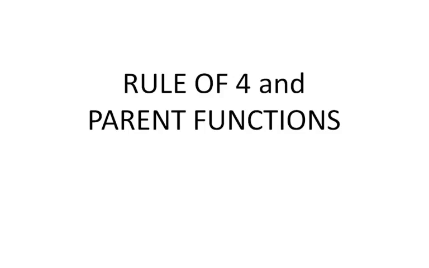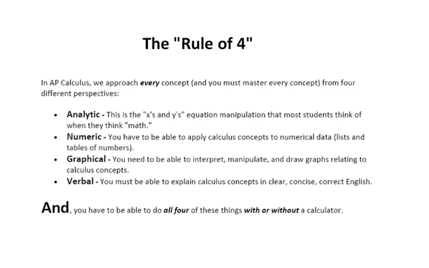So let's talk about what rule of 4 means according to the College Board. In AP Calculus, we will approach every single concept, and remember, we have to master every single concept, from 4 different perspectives. The College Board calls these perspectives analytic, numeric, graphical, and verbal. So analytic is basically the X's and the Y's. It's the equation manipulation, the symbol manipulation. When you think math, this is the kind of math that you generally think of.